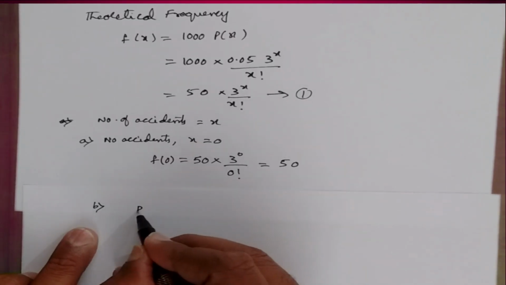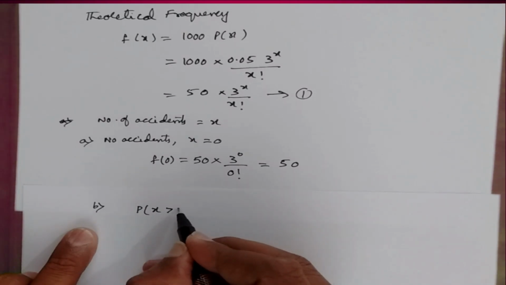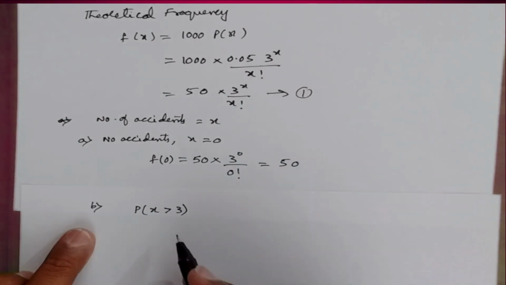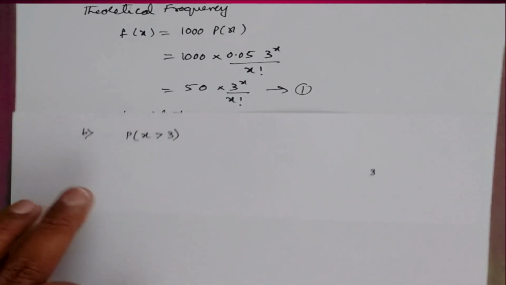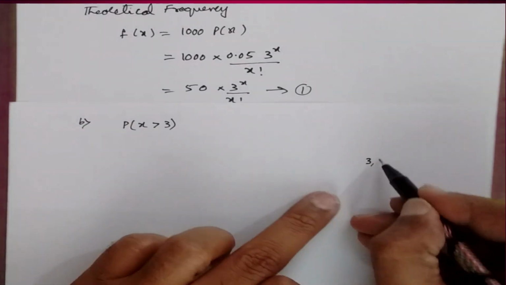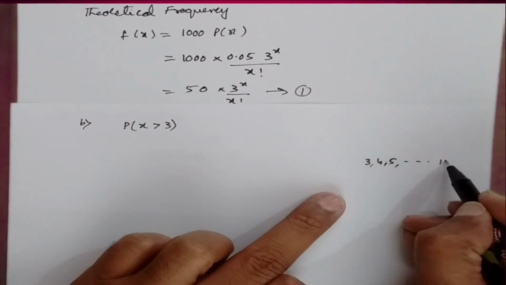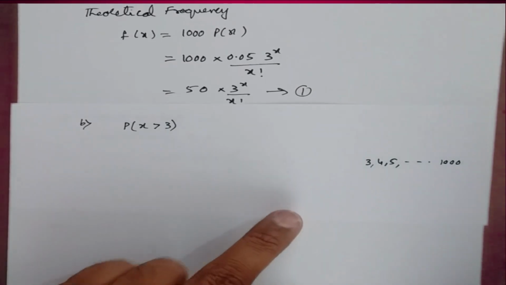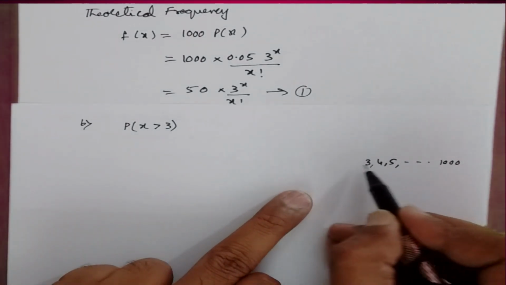The second case, we need to calculate the probability when x is greater than 3. If it is greater than 3, the possibility is that there are 3 accidents, 4 accidents, 5 accidents, and so on. How many drivers? 1000 taxi drivers are there, so up to 1000 you need to calculate. That is highly impossible for us to calculate, so we'll do it the other way.